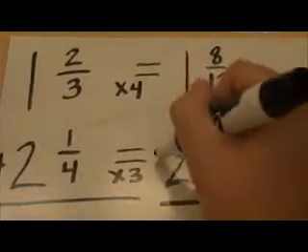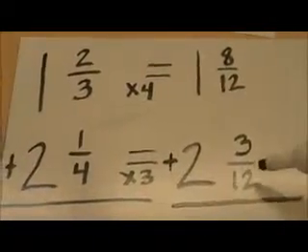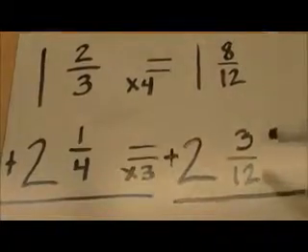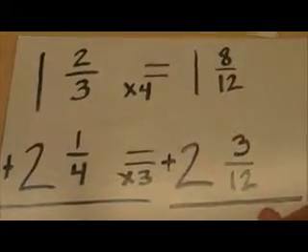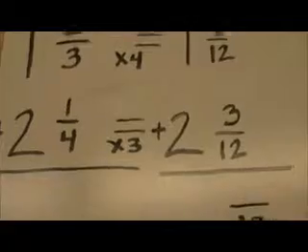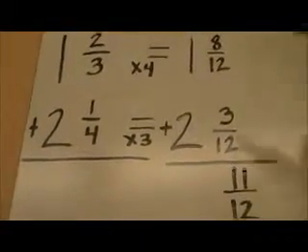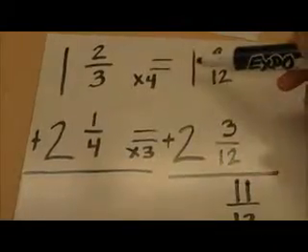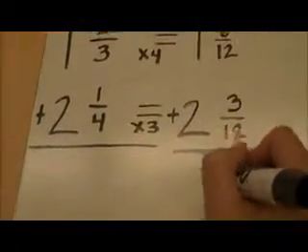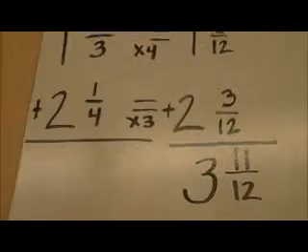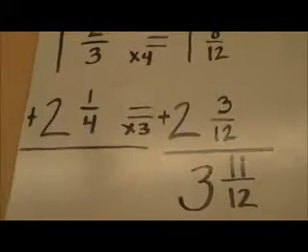Now we are able to add. Let's start with our fraction. 8/12 plus 3/12 we know is going to be something 12ths. 8 plus 3 is 11. And then you need to add your whole numbers. 1 plus 2 is 3. So your answer is 3 11/12.